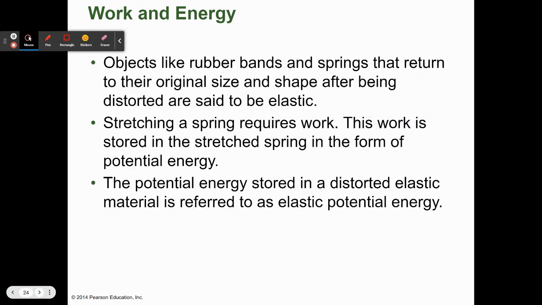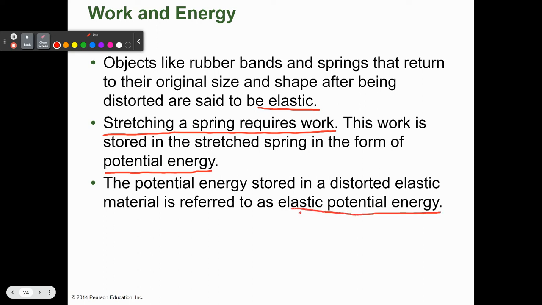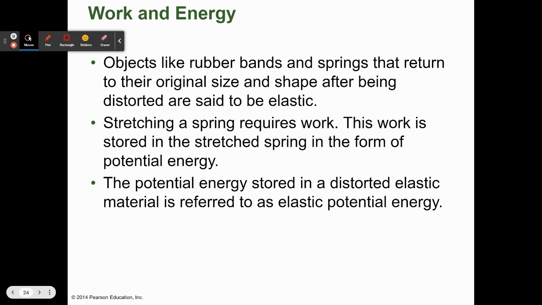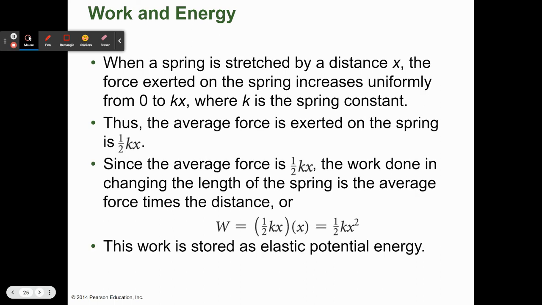Objects like rubber bands and springs often return to their original size and shape after they've been distorted. If something does that, we say that it's elastic. Stretching a spring requires work because you have to apply a force and it is going to move a distance. So that's work. This work is stored in the form of potential energy, the spring's potential energy. The potential energy stored in an elastic material is referred to as elastic potential energy. And that's related to Hooke's law.